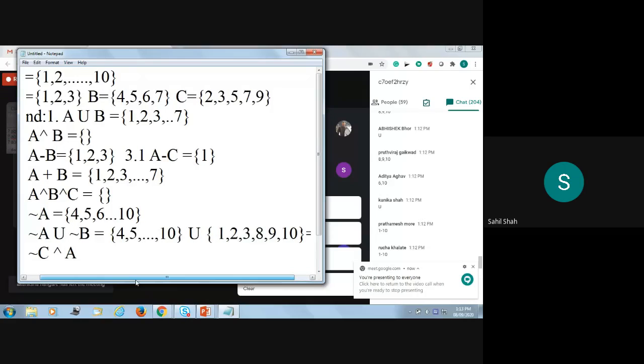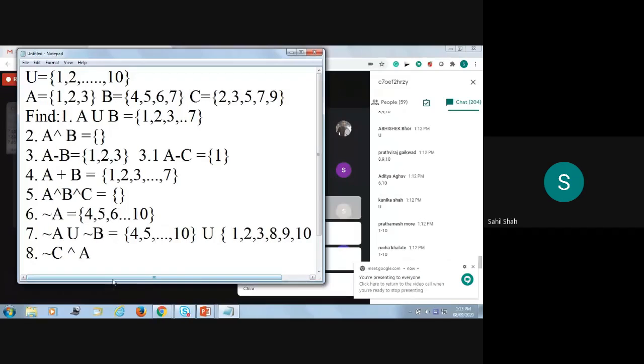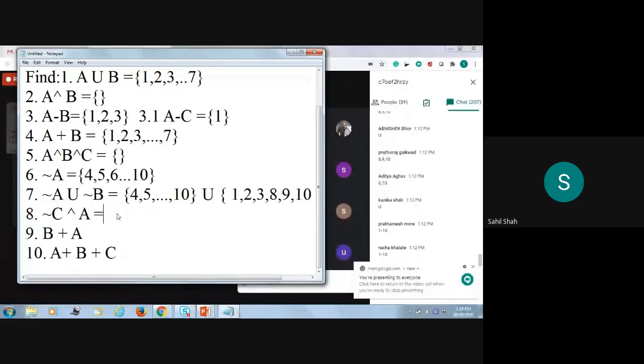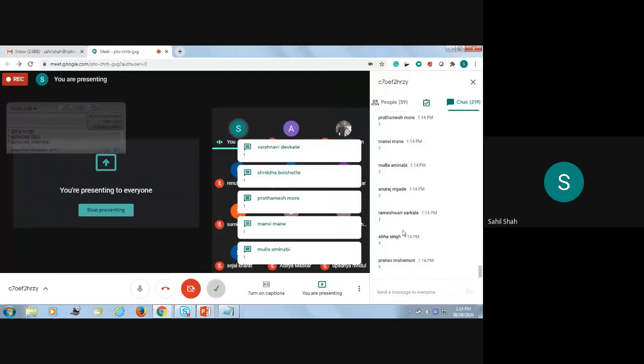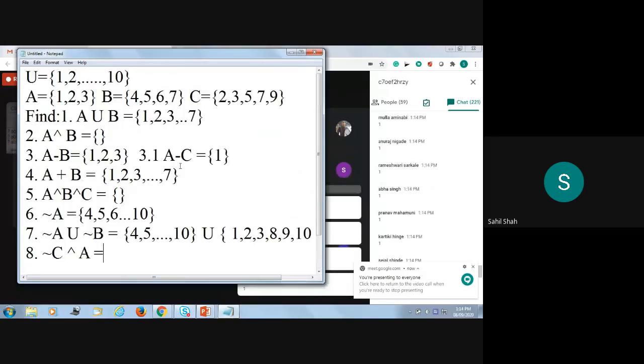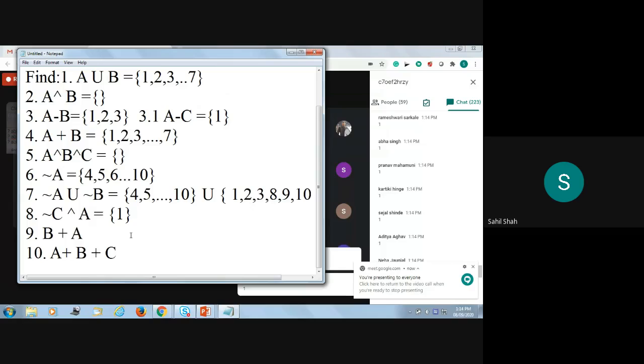Shall we proceed? Okay. So example number 8: negation of C intersection A. What is negation of C intersection A? So I think you're giving answers. I'm not able to see. Okay, what is the answer? 1. All are saying 1. Let me check. Negation of C: I'm going to have 1, 4, 6, 8, 10 in negation of C. Intersection with 1, 2, 3. Okay, 2, 3 are gone. So I'm going to have obviously 1. Perfect.